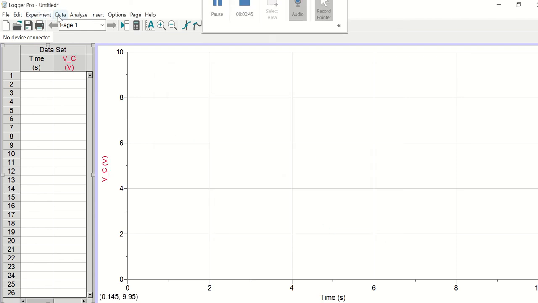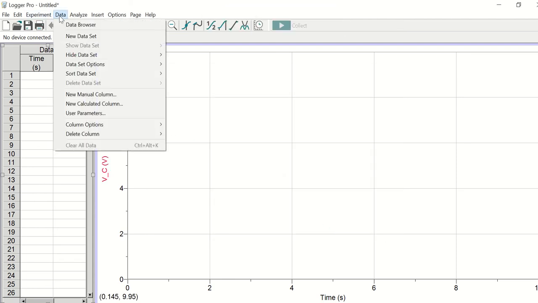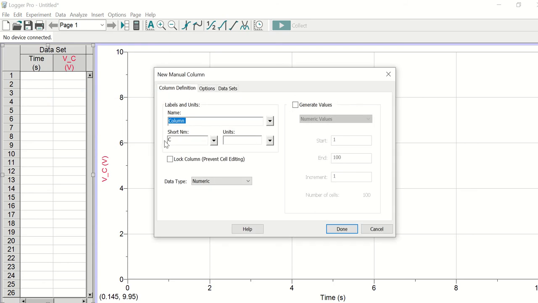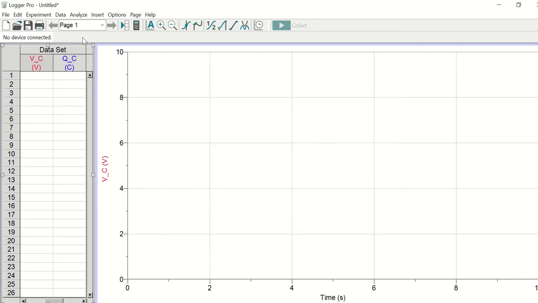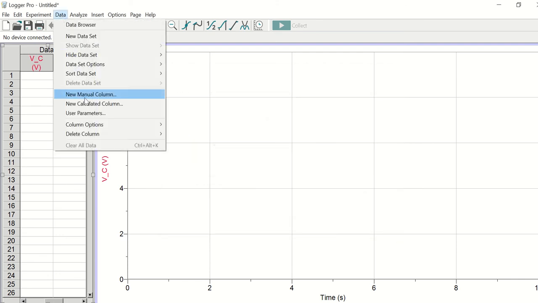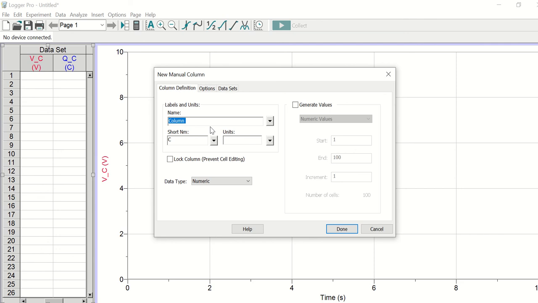And if you haven't done this before, if you go up to Data and New Manual Column, it'll give you a new one, which is charge, QC, which is in coulombs, and the last one, we've got current in amps.